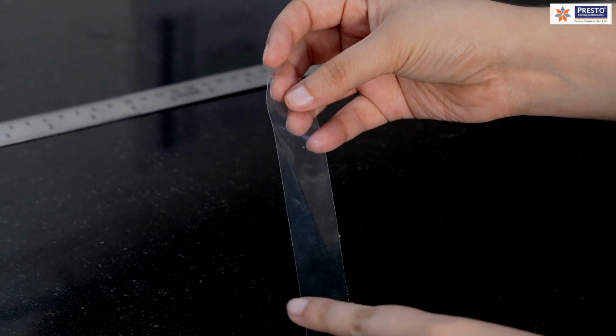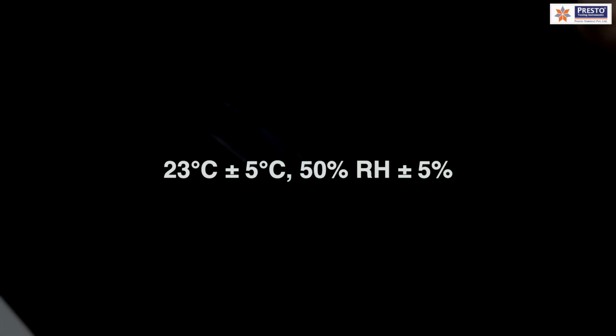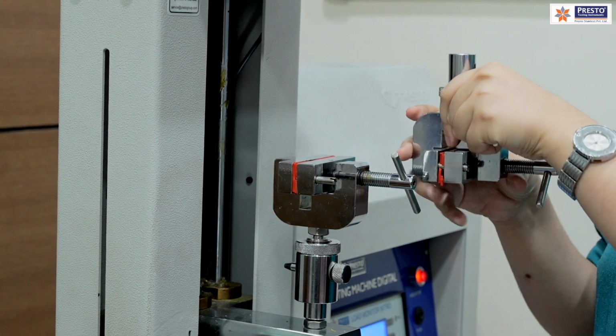The standard lab condition can be 23 degrees Celsius plus minus 5 degrees Celsius with 50% relative humidity plus minus 5%. So now we'll understand how to perform the testing.